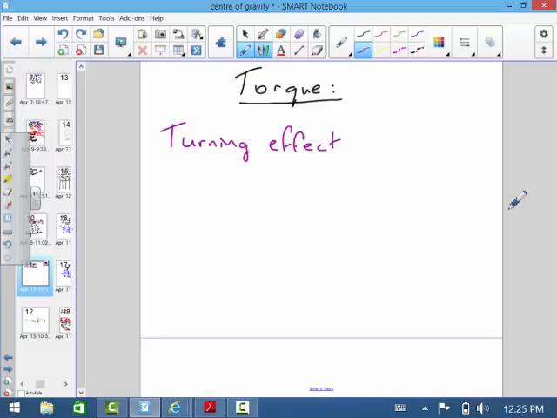If you want to get a larger turning effect, you need to apply more force. So the actual torque that you get will be proportional to the force. If you plot a graph of force exerted on a turning object versus the torque that you receive, you will get a straight line through the origin, and therefore you can conclude that the torque is proportional to the force.